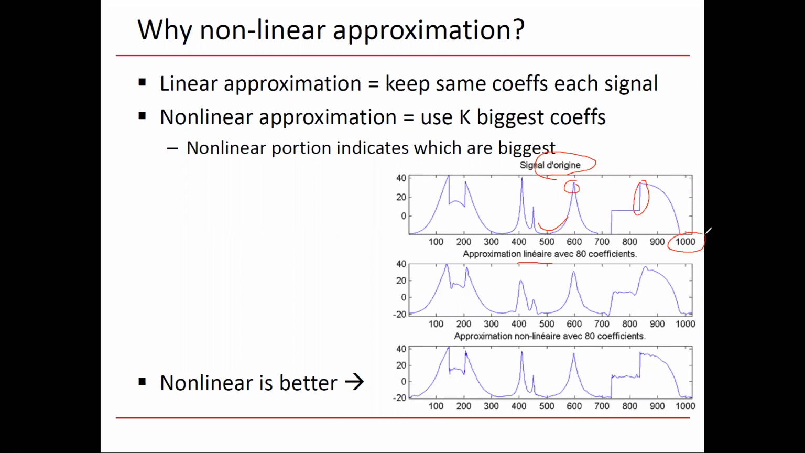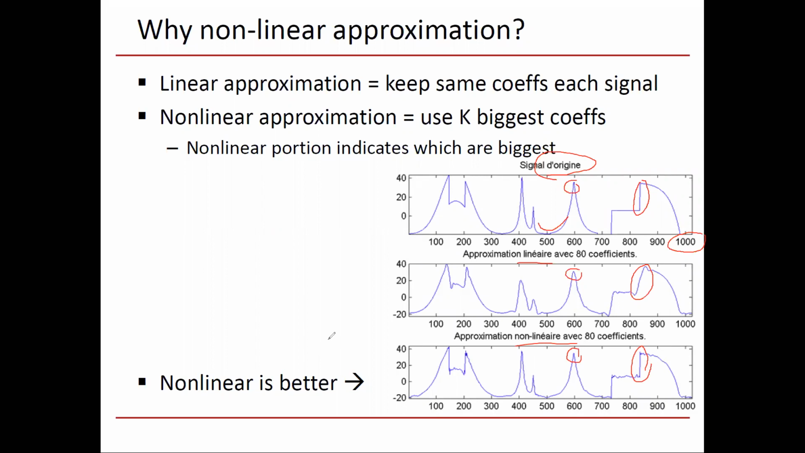And with 80 coefficients, we get the smooth areas rather well, but the areas with either discontinuities or discontinuities in the derivative are smoothed out. So we lose quite a lot of information there. On the other hand, the nonlinear approximation with the same number of coefficients, 80 coefficients, provides better fidelity around these discontinuities. So the take-home point here is that for the same number of coefficients, nonlinear is better.